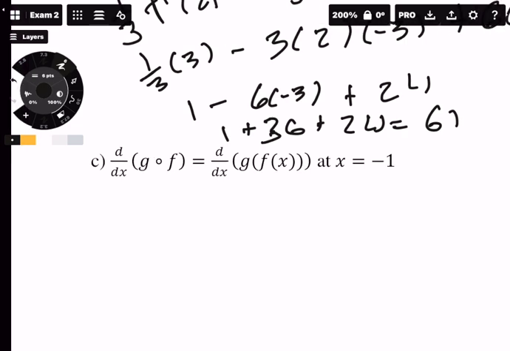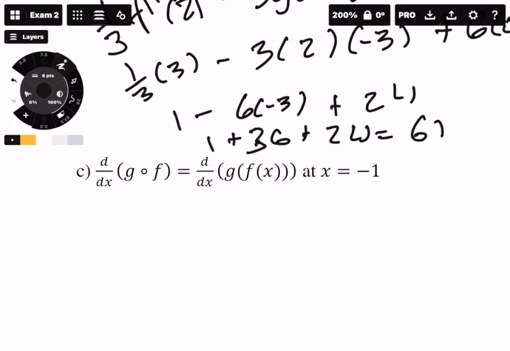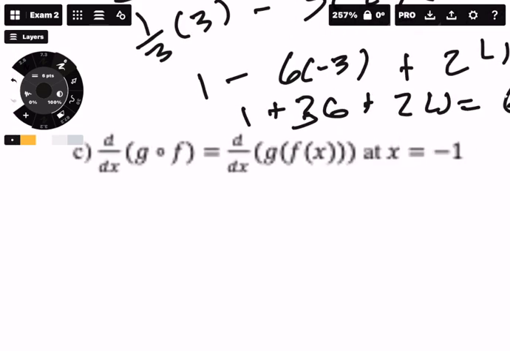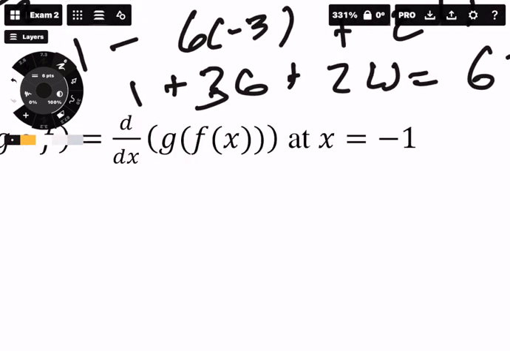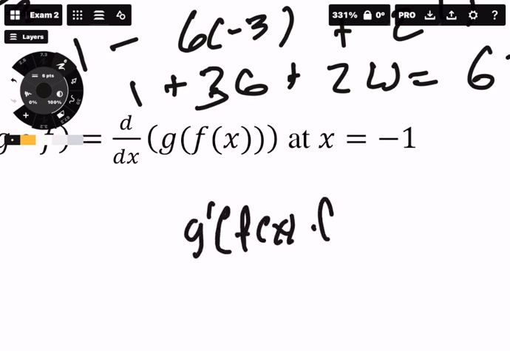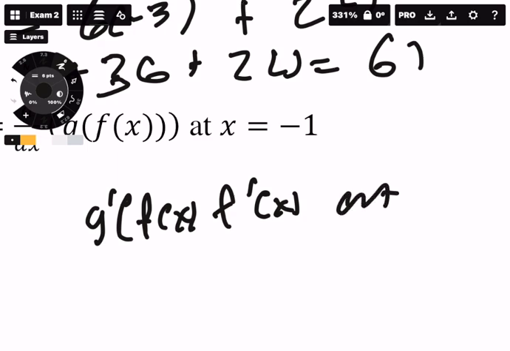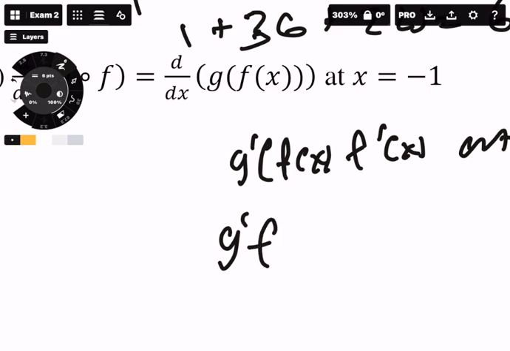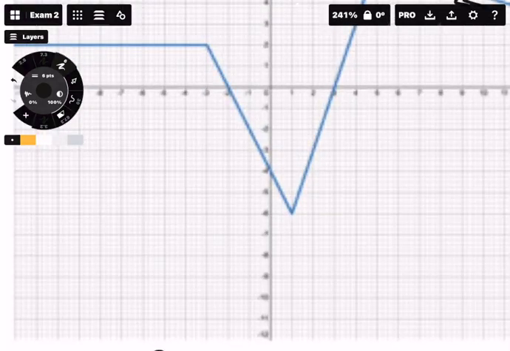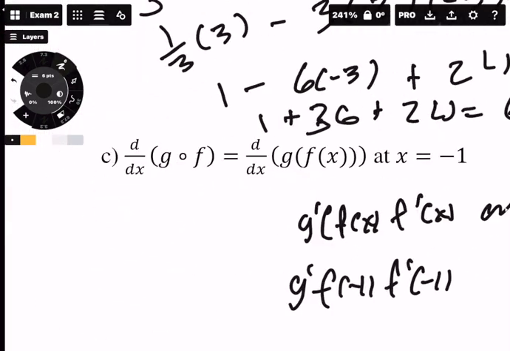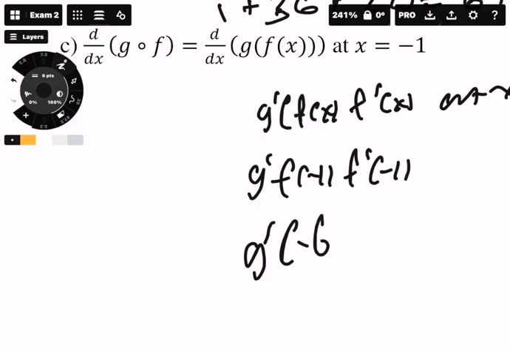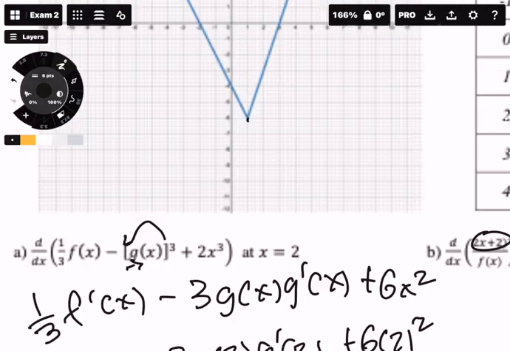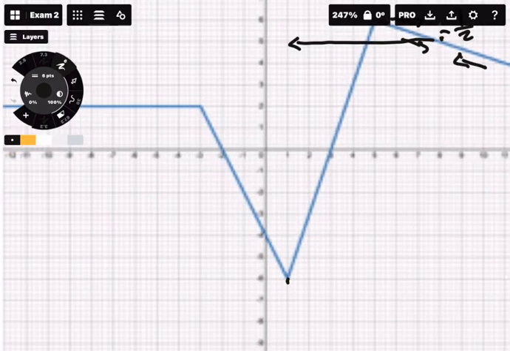So this is a composite function, which seems a bit difficult, but it's not difficult at all. So this is just going to be chain rule, g prime of f of x times f prime of x at x equals negative 1. So let's just find it. G prime of f of negative 1. So f of negative 1 is here at negative 6. So g prime of negative 6, is it negative 6? Oh, negative 1, my bad.